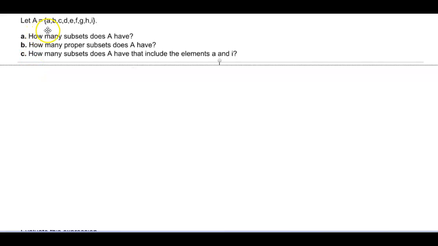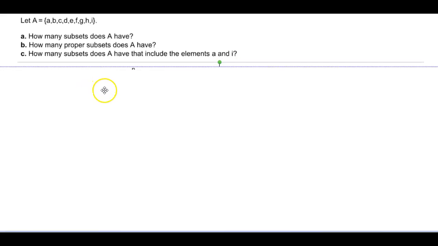Let's set A equal to lowercase letters a, b, c, d, e, f, g, h, i. For part A, we want to determine how many subsets set A has. For part B, how many proper subsets does A have. And part C, how many subsets does A have that include the elements a and i.